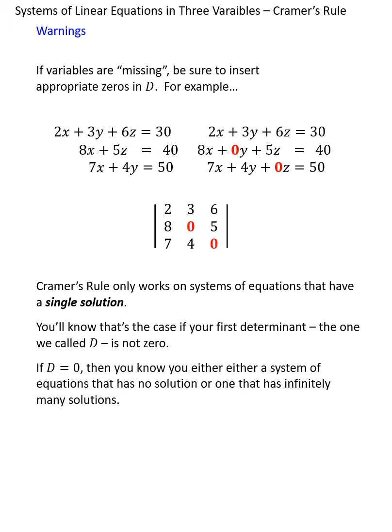On the other hand, if that very first determinant, the one we call D, is 0, that means that you either have a system of equations that has no solution, or that you have one that has infinitely many solutions. Either way, not a single solution. If that very first determinant is 0, then you have to determine whether it's no solution or infinitely many solutions by using a different method other than Cramer's rule, such as substitution or the addition elimination method. And that completes the lesson on Cramer's rule.